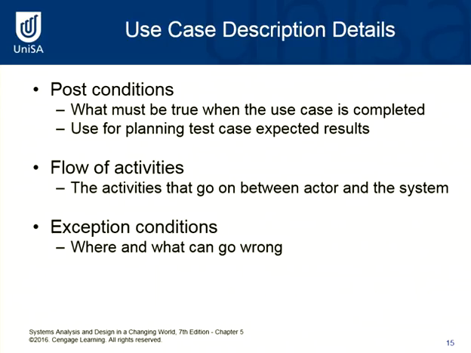The flow of activities, the activities that go on between the actor and the system, which again, we can take that flow of activities and represent it in an activity diagram, which we'll have a look at shortly. The exception conditions, what and where can go wrong. So it's pretty much your if. What happens if that normal scenario doesn't work, if there's a fail or a test that we need to consider. That's what you need to think about in your exception conditions.